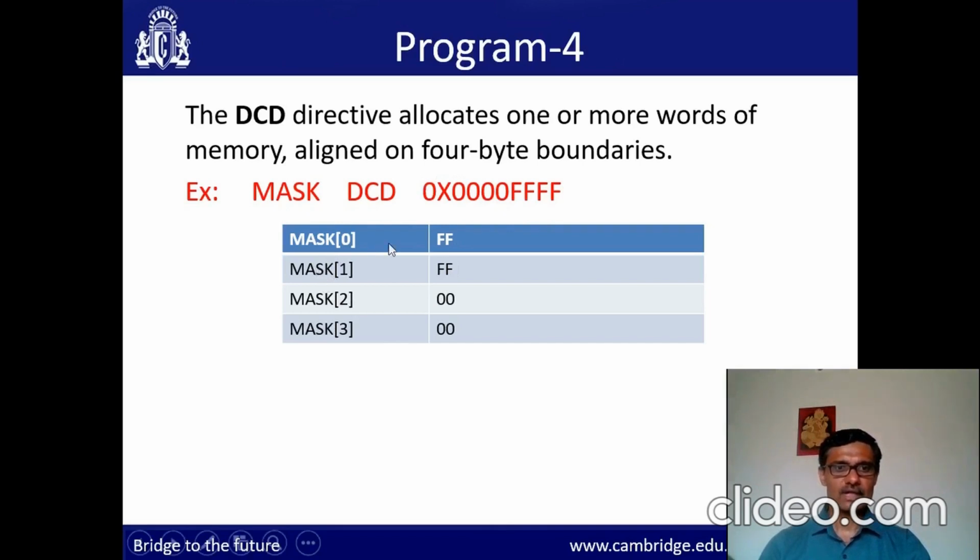They are stored like this in the memory location. The lower byte will be there in the first location, mask 0. The next memory location has FF. In the third memory location we have 00, and in the fourth memory location we have 00. So this is how they are stored in the memory locations.